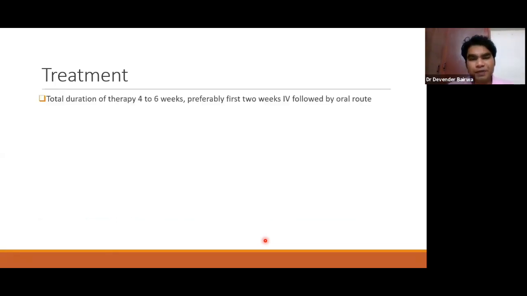Total duration of therapy is 4 to 6 weeks. Preferably, we start our patient with IV antibiotics. Once after starting antibiotics the fever is not there, counts are improving, and the joint is improving, then after 2 weeks we generally change to the oral route and continue that therapy for 2 to 4 more weeks. So total therapy is for 4 to 6 weeks. As soon as culture reports are there, we can provide specific antibiotics. Otherwise, generally we start the patient on this presumptive antibiotic therapy.